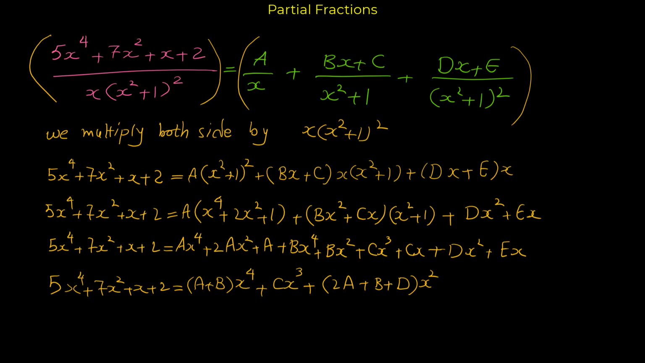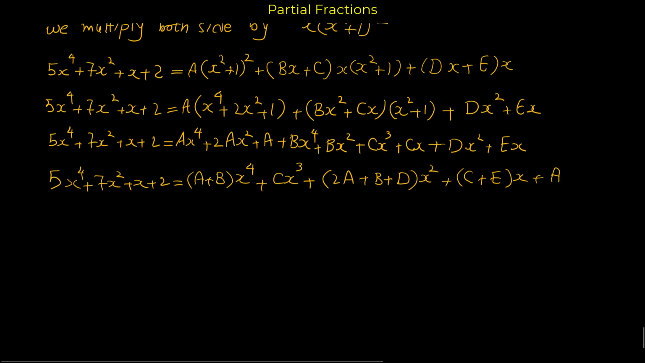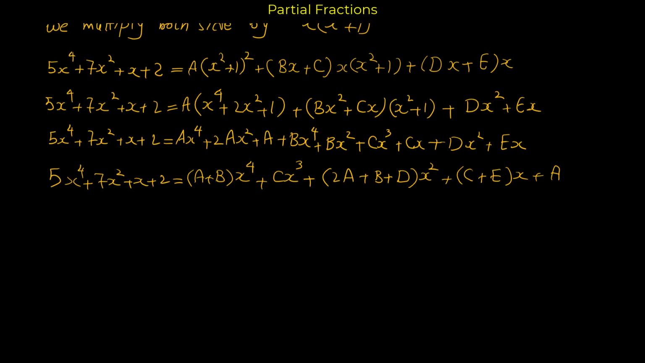What is the coefficient of x? If we check, you can see that the coefficient of x is (c + e) times x. And what is the term that is constant? If we look for a term that is constant, it is only this a here, which is without any x. So plus a at the end. Now, by comparing corresponding terms, the left side with the right side, we can find a, b, c, d, and e.